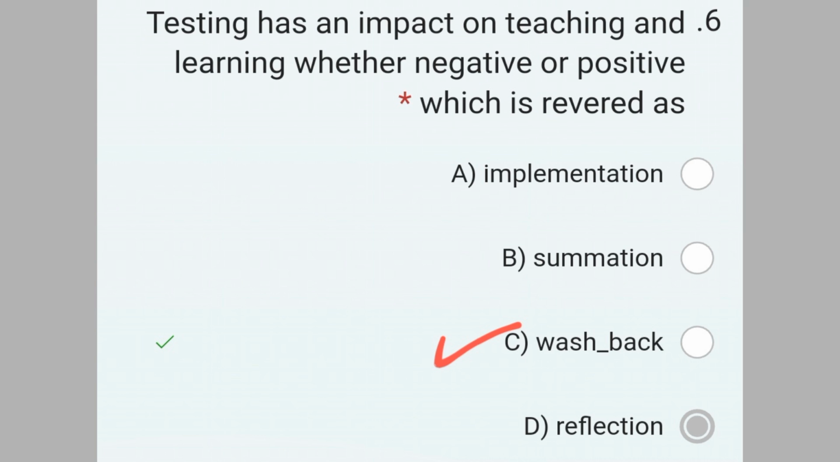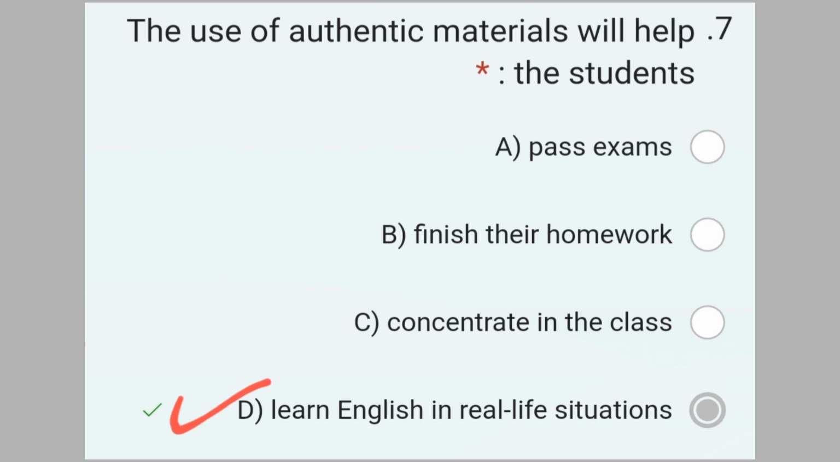6. Testing has an impact on teaching and learning, whether negative or positive, which is referred to as: A. Implementation. B. Summation. C. Washback. D. Reflection.